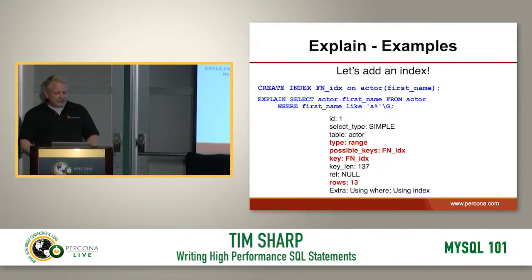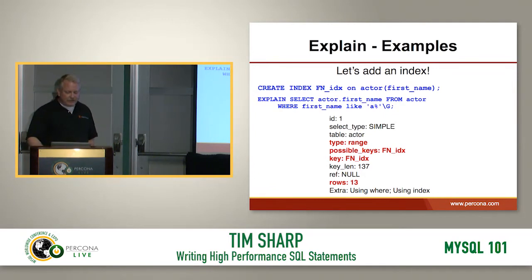If we were to add an index to the table and then execute the explain statement, we see that the join type is now range, so it looks for a range of values. It was able to use the index that I built previously, fn_idx, and only 13 rows had to be examined. My select statement was: give me all first names that began with A. And there were 13 records in that particular table that satisfied that requirement.